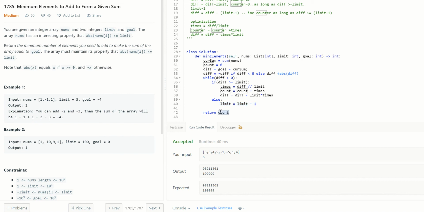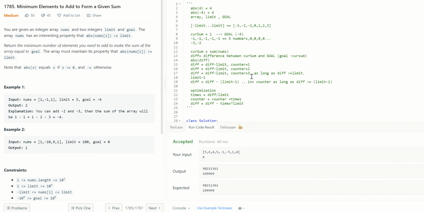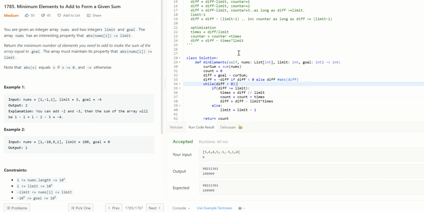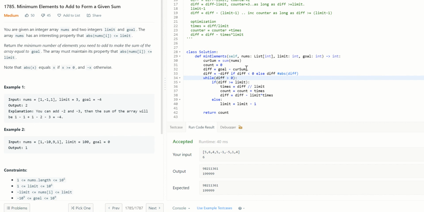As simple as that. So the problem when you look at it looks very much complicated. But once you go through the understanding process a little bit, just like how we went through here, how many times we are subtracting the limit from the diff and all that stuff, we can do some set of optimizations, and the code is pretty simple now. So all you're doing is just get the sum and then calculate the difference. As long as the difference is greater than 0, you keep on subtracting the limit. If you are not able to subtract the limit, just decrement the limit and see if you can subtract. You do that as long as the diff is greater than 0.